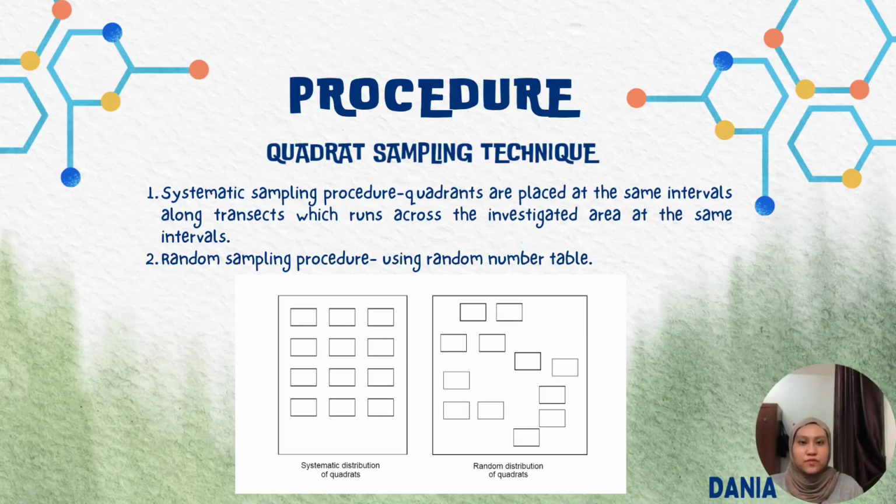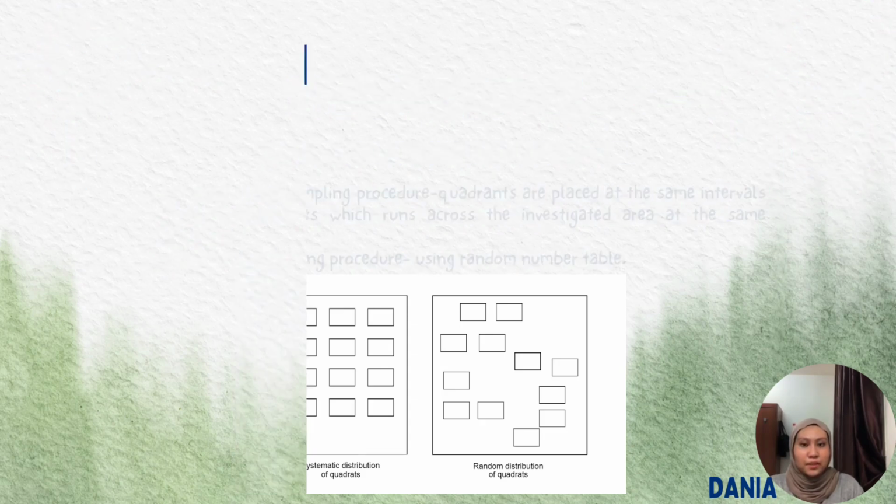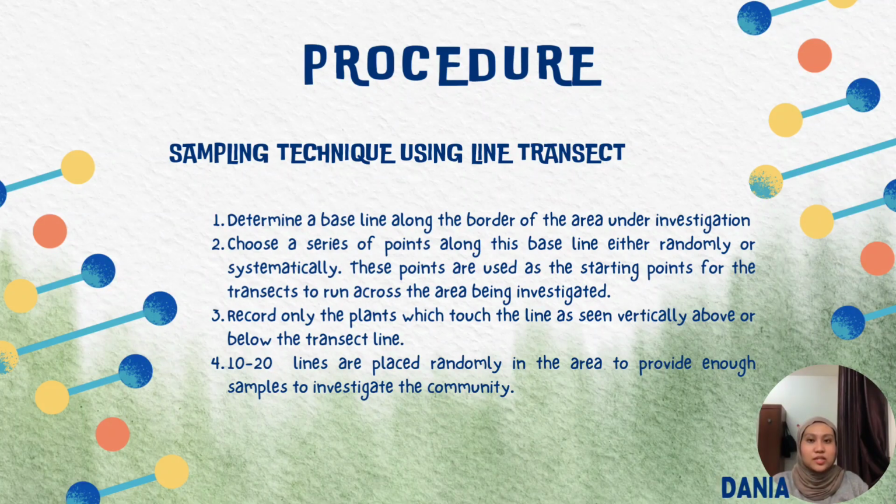Next is the procedure for the quadrat sampling technique. The first one is the systematic sampling procedure. Quadrats are placed at the same intervals along transects which run across the investigated area at the same intervals. Second is the random sampling procedure, using a random number table. Next is the procedure for a sampling technique using a line transect.